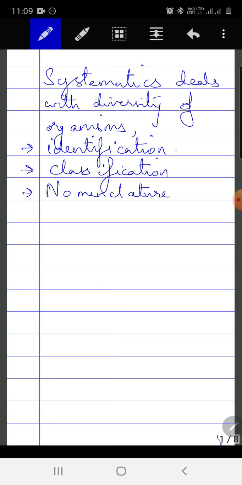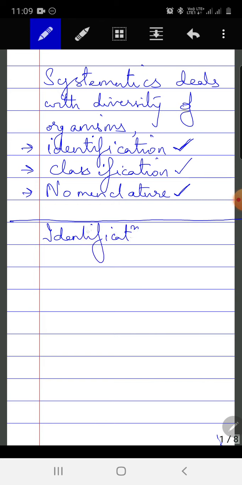There's a science which we need to follow for identification. Classification is another science, nomenclature is another science. Okay, now we have just written the few steps that we need to follow while studying the organisms. Okay, what is identification? Identification means to be able to relate something to something.